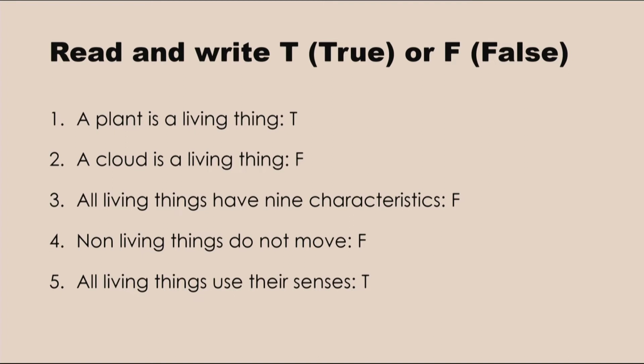Number 1, a plant is a living thing. Is it true or is it false? Yes, it's true. So you write the letter T. Follow the instruction carefully. Number 2, a cloud is a living thing. It is false, right? Number 3, all living things have 9 characteristics. Is it correct? No, it has 7 characteristics. So the answer is false.